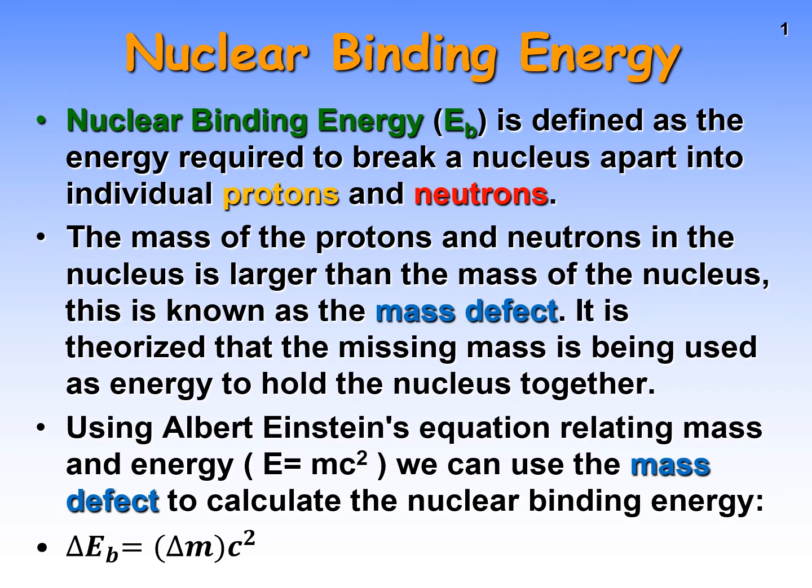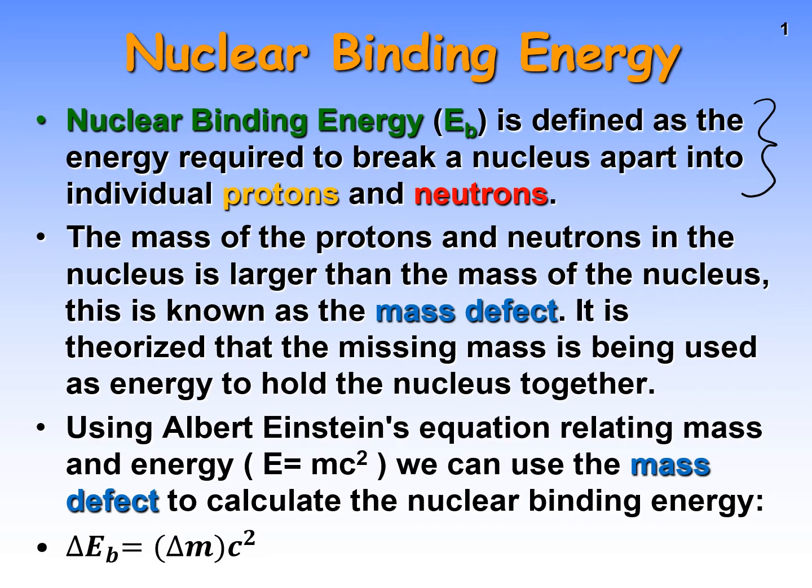So, nuclear binding energy is defined, as you can see here, as the energy required to break a nucleus apart into the individual protons and neutrons that make that nucleus up. Now, as a general statement, the mass of the individual particles within the nucleus usually add up to a larger mass than the nucleus itself.